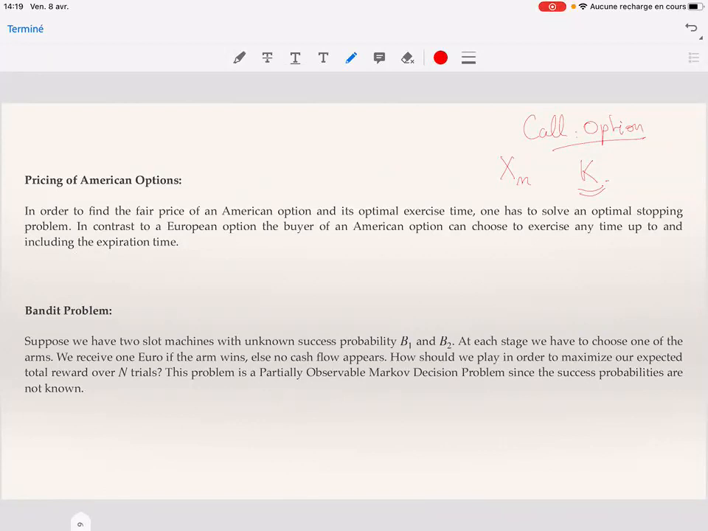So what does it mean? It means that if at time N you decide to use the option, for example, if Xn is bigger than K, so the real price in the market of the asset is bigger than the exercise price of the option, then since you have the right to buy at price K, you buy this asset at the price K, and you sell it in the market at the price Xn. So in this way, your benefit, if you do it at time N, will be Xn minus K.